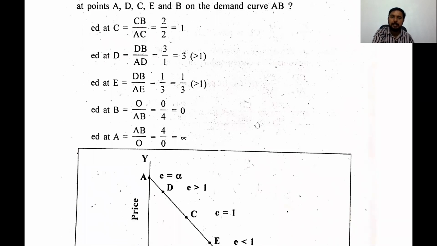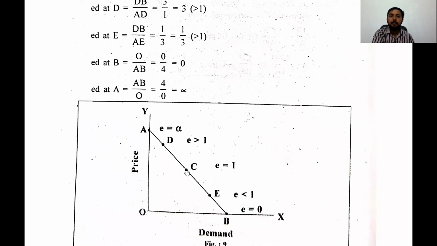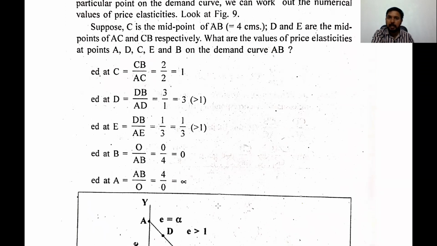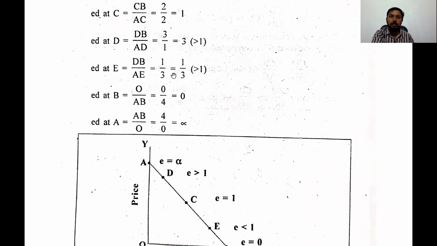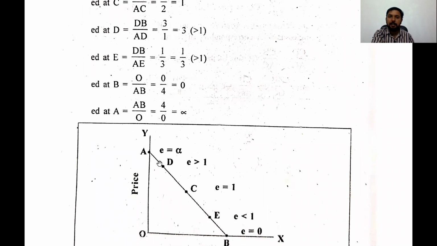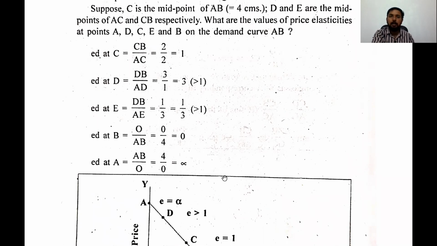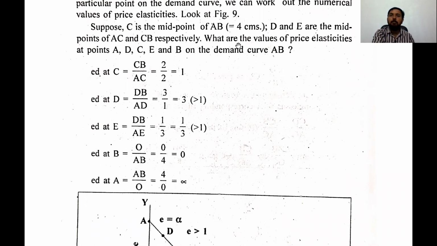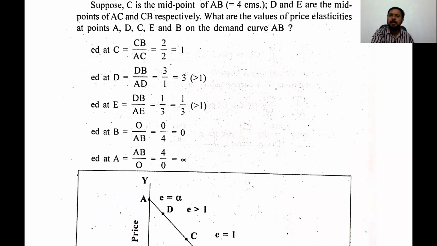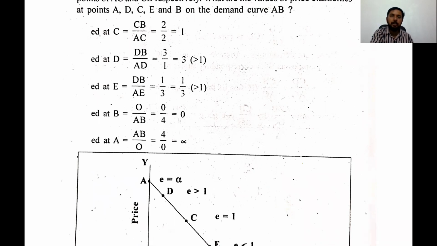So we need to focus here that D and E are midpoints of AC and CB. Okay, so for AC, D is the midpoint, and for CB, E is the midpoint. Now we will see what the values of price elasticity are at points A, D, C, E, and B on the demand curve AB. You will not be asked this kind of sum in your exam, but we need to understand this point very briefly.